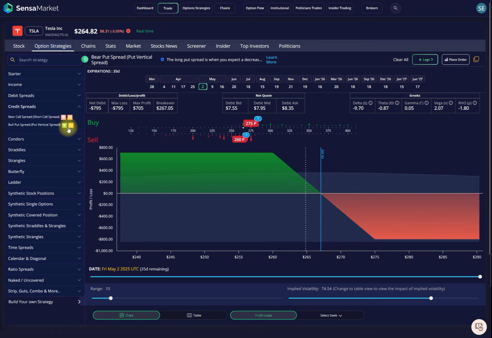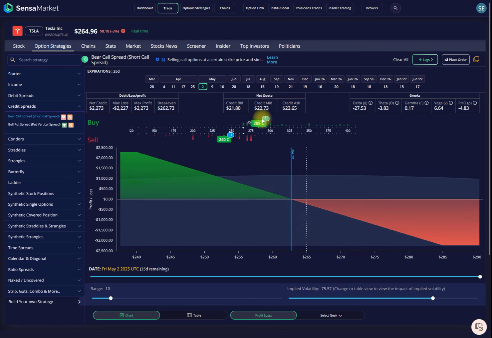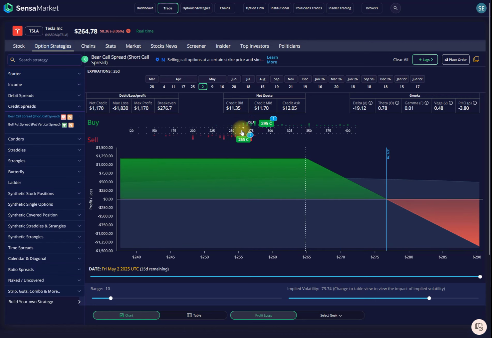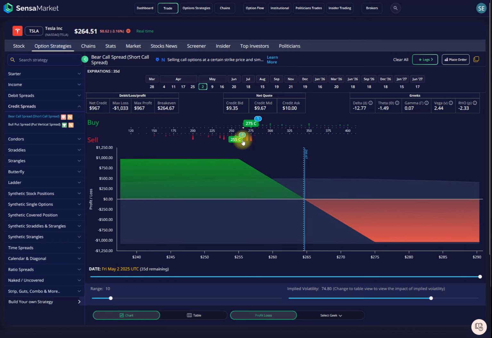On the credit side, you might not be too surprised that it's the opposite. If we sell something that is in the money or at the money and buy something that is further out of the money, as long as we have that relationship of the short strike being closer to or further in the money than the long strike, then we're going to wind up with a credit. So a credit spread is just one of these verticals executed for a credit, meaning again that the short strike is going to be in the money or at the money or further in the money than our long strike.